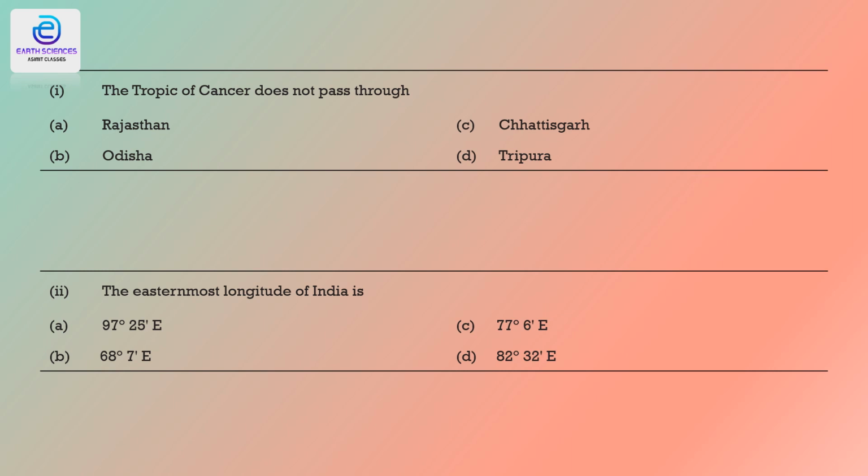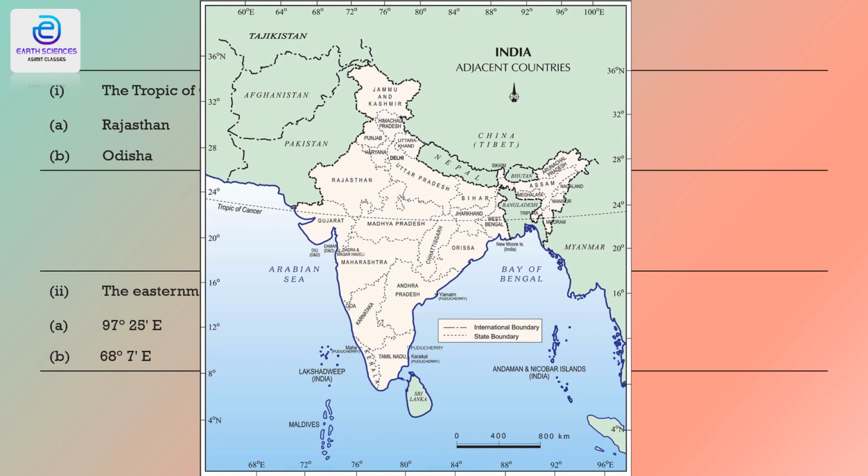The first problem is: the Tropic of Cancer does not pass through, and the options are Rajasthan, Odisha, Chhattisgarh and Tripura. We can clearly see in this picture that the Tropic of Cancer passes through Gujarat, Madhya Pradesh, Chhattisgarh, Jharkhand, Tripura, Mizoram, and of course Rajasthan as well. So in our options, Odisha is present, it does not pass through Odisha.